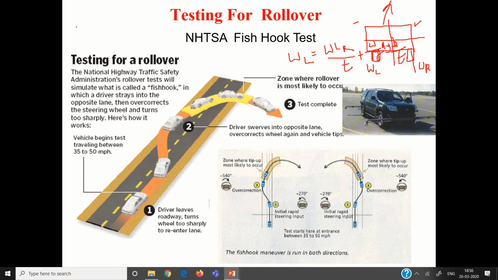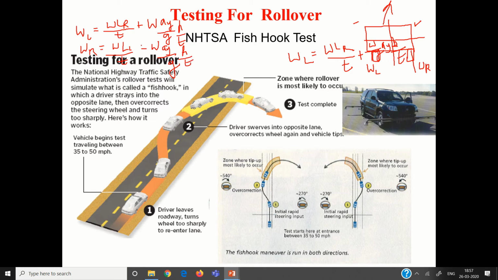So WL is going to be W LR by T plus W AY by G, H by T. The other one, W right, is equal to W LL by T minus W AY by G, H by T.